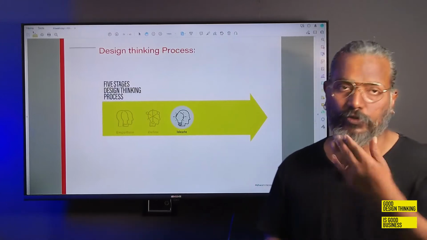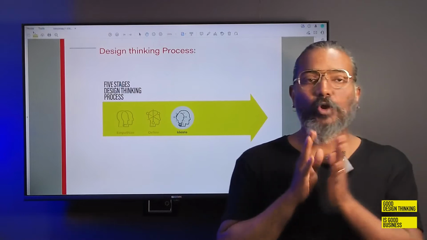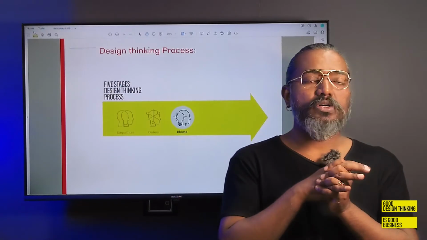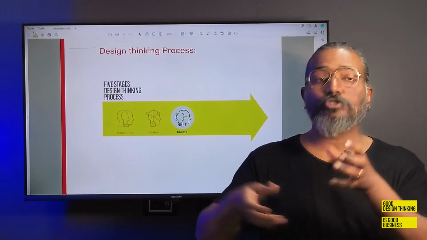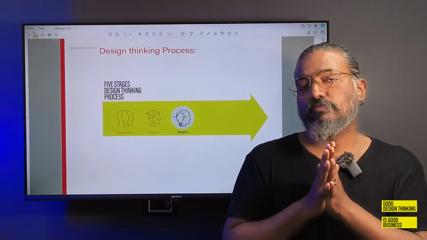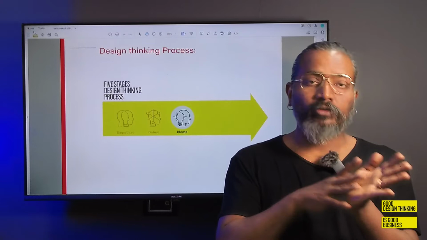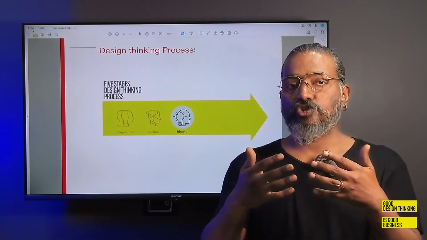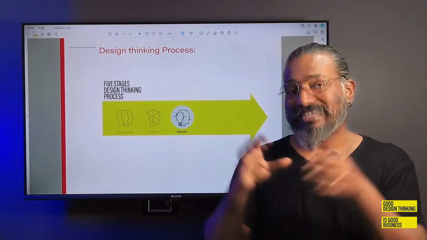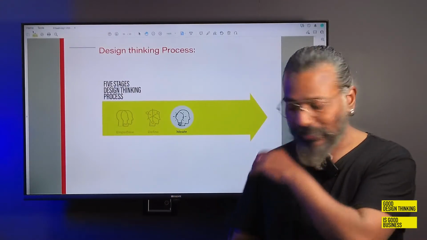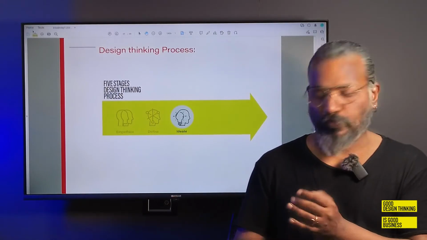Then we move to the third stage, which is ideation. You start looking for how to solve this problem. Should I change the material? Should I change the structure? Should I use gravity? Should I bring the comforts we experience at home onto the bus? Should I create a controlled or air-conditioned environment? Okay, so you start ideating how you can solve the problem.